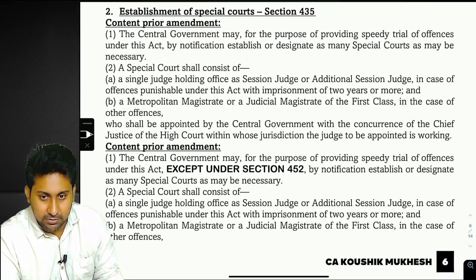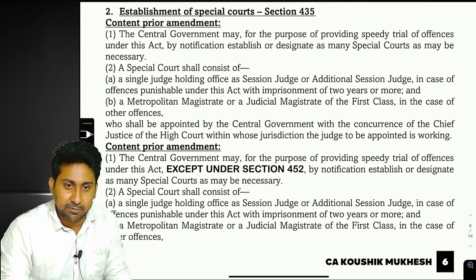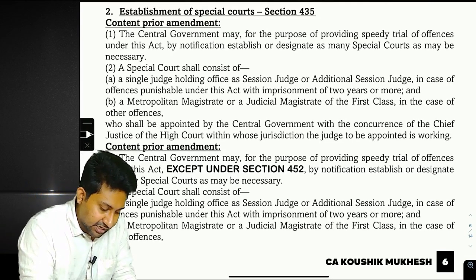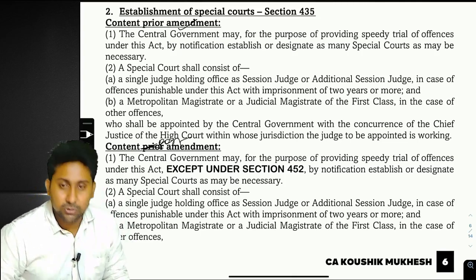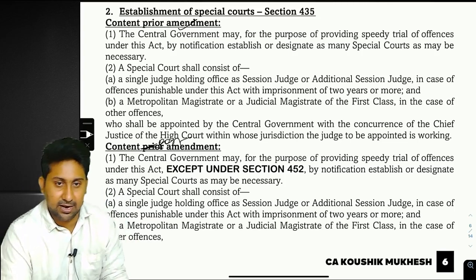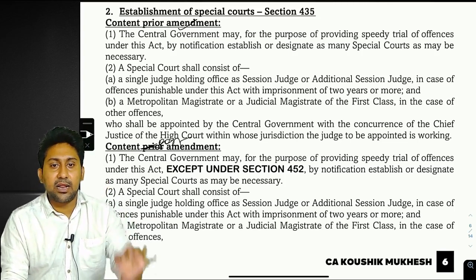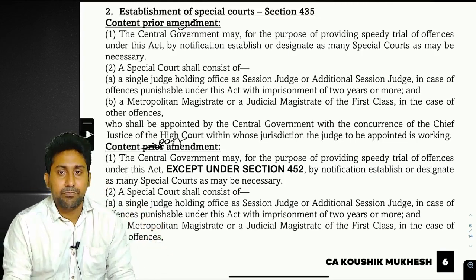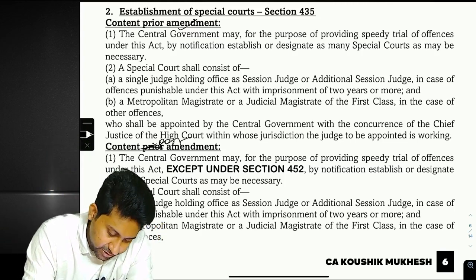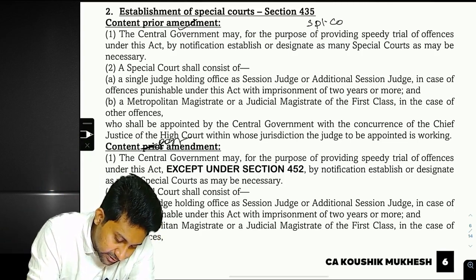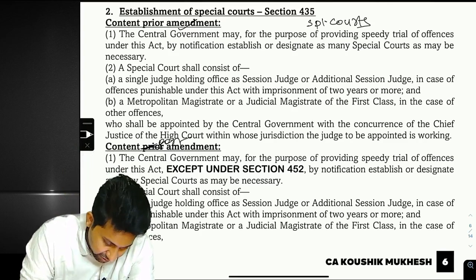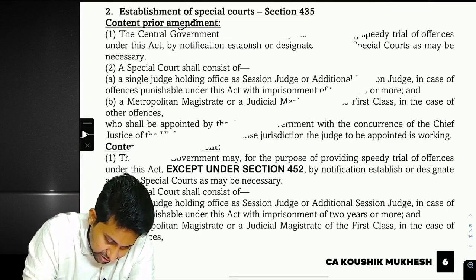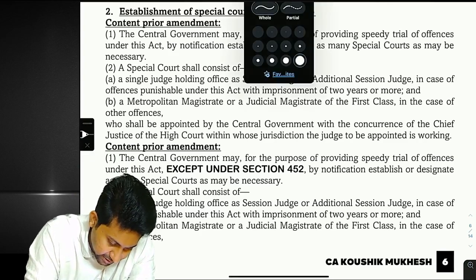Establishment of special court. Okay, establishment of special court. So this is the content prior to the amendment, this is the content post amendment. Let us understand what it is talking about. The Central government will establish or designate special courts. Since the occasion came, I will explain one important concept in this connection. You can understand it much better than this.